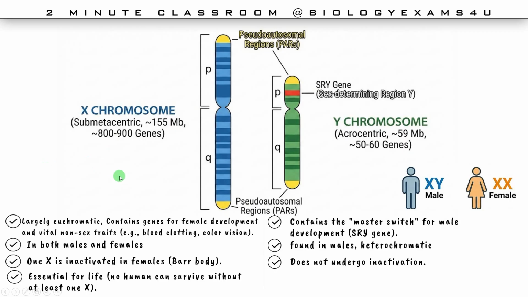X chromosome is essential for life. No human beings or mammals can survive without at least 1 X chromosome. Whereas Y chromosome is not essential for life. As you see, in females, there is no Y chromosome, and females can survive even without Y chromosome.